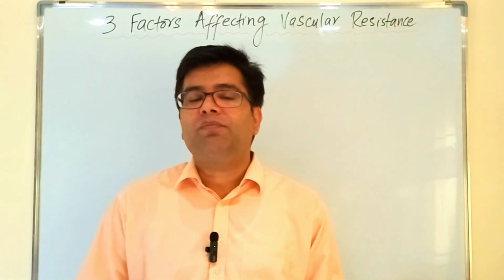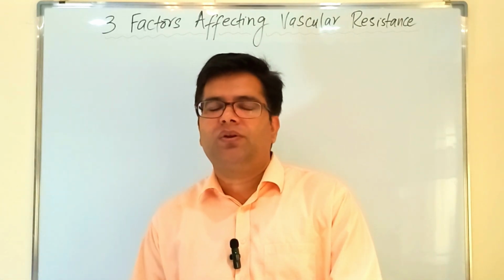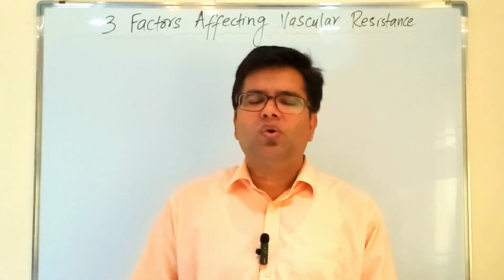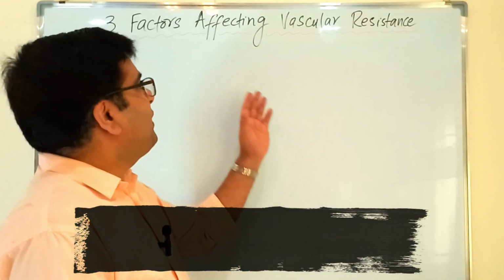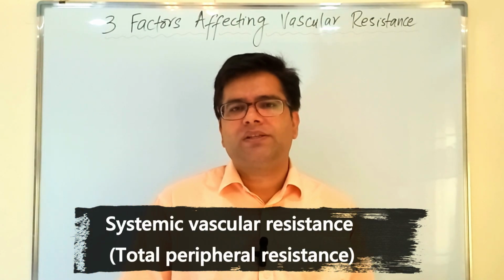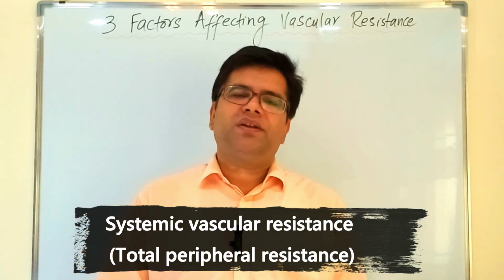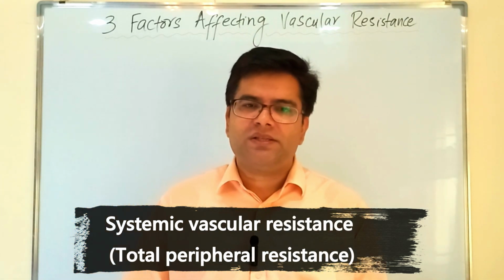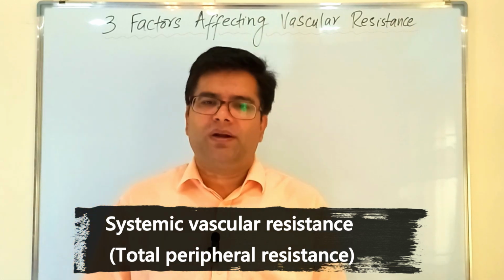You know that there are two important types of circulations in our body: systemic circulation and pulmonary circulation. Pulmonary circulation is a low resistance circulation. Our main emphasis today will be on the systemic vascular resistance, which is also called total peripheral resistance. So we'll study these three factors that affect systemic vascular resistance, what their effect on blood flow is, and how they affect the blood pressure.